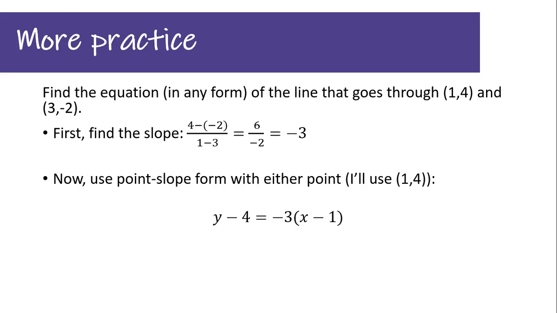So we have y minus y1, which gives us y minus 4, equals m, so -3, times x minus x1, which is 1, excuse me, x minus x1 would give us x minus 1. So y minus 4 equals -3 times x minus 1. And that's it.